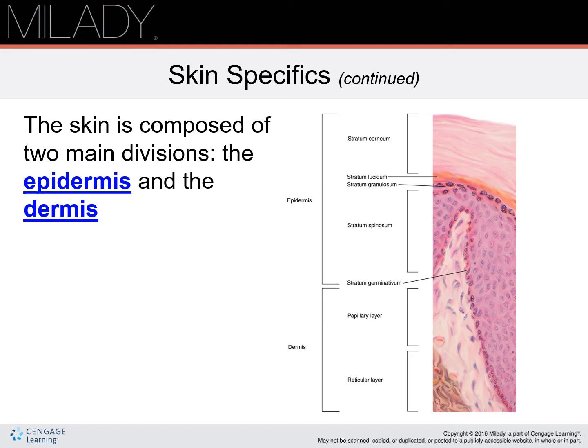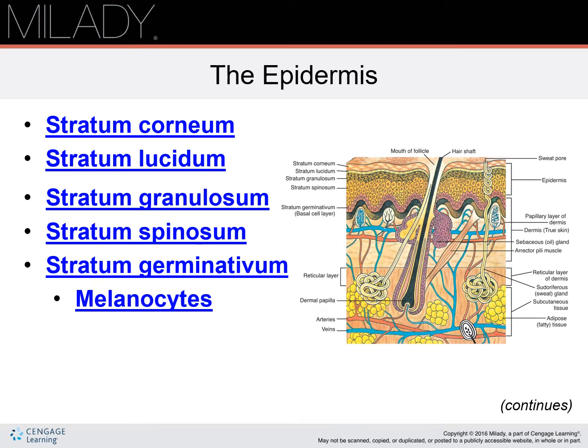The skin is composed of two main divisions. These divisions are the epidermis and the dermis. The epidermis. This is the outermost layer of skin. It contains no blood vessels, but has many small nerve endings. The epidermis is made up of 5 layers. On this slide, you see the 5 layers that are listed. I'm going to talk to you about each one of those layers.